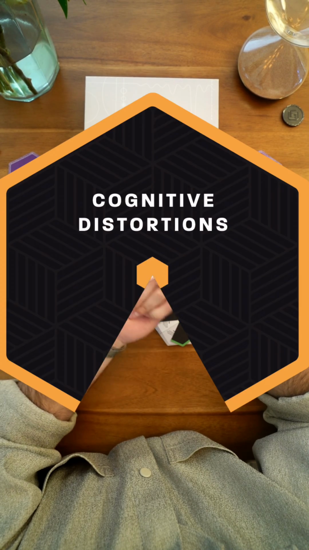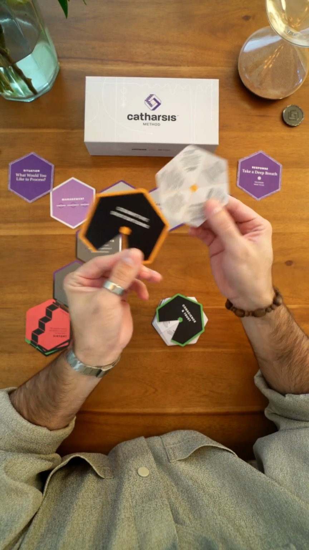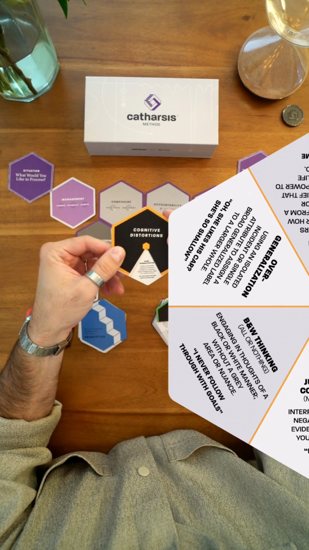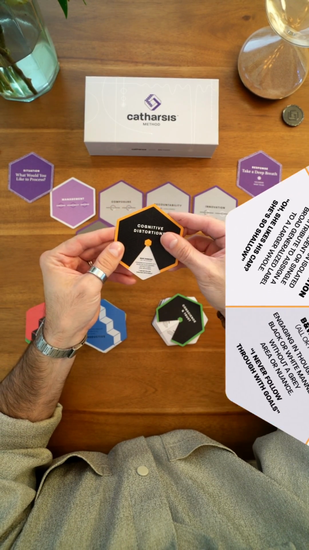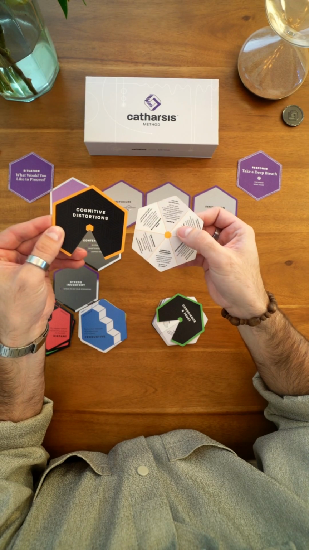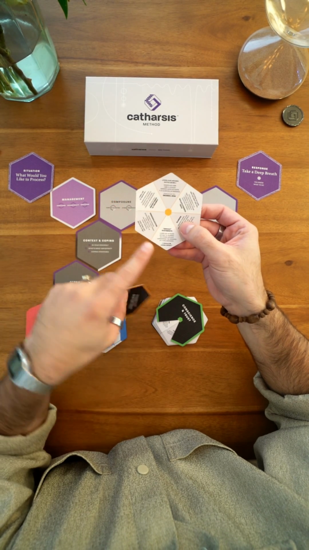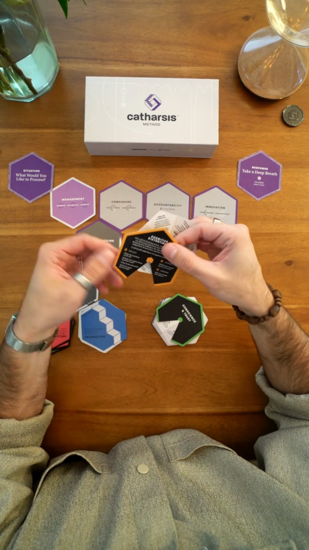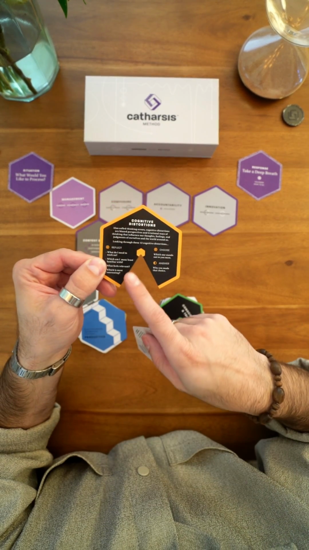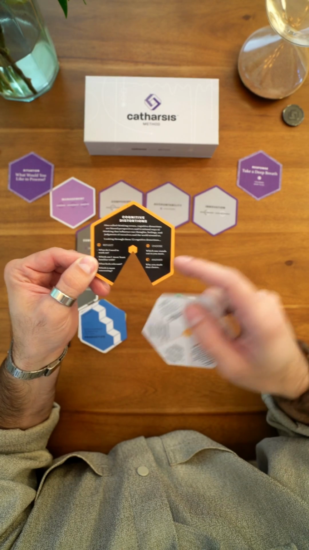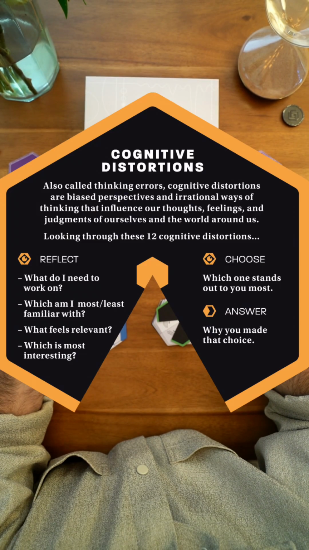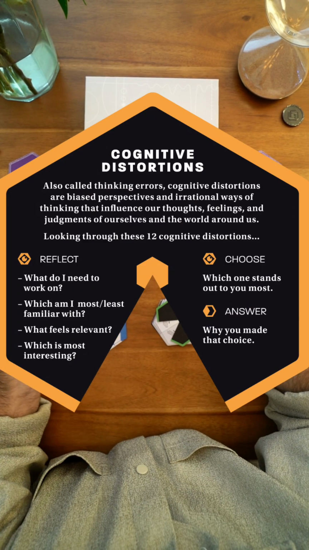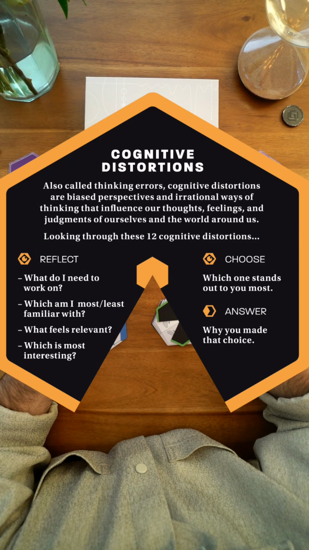Challenge 1, cognitive distortions. The bottom card features 12 different cognitive distortions, or thinking errors. These are kind of like biases. You want to read through those 12 options and reflect. Choose one, maybe the one you're most interested in, the one you need to work on the most, or the one that's the most relevant to the situation. It's completely up to you. Whichever one stands out, make that choice, and then answer why you chose it.